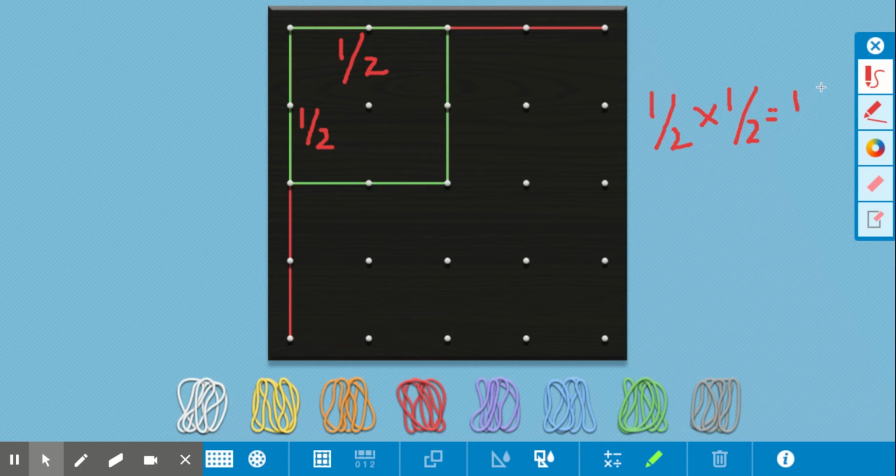Can you think of another answer that would be acceptable as well as 1/4 if you're looking at this picture?